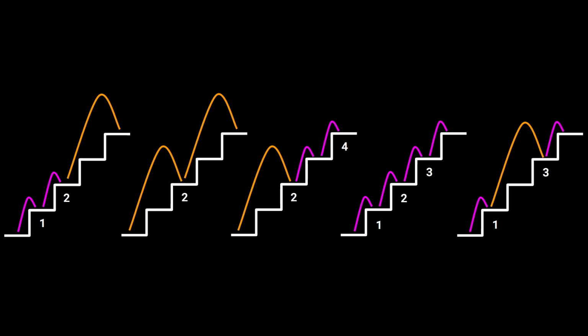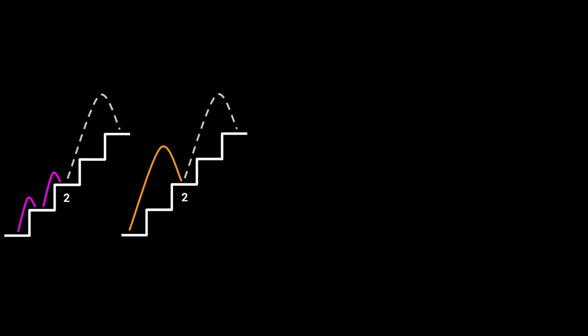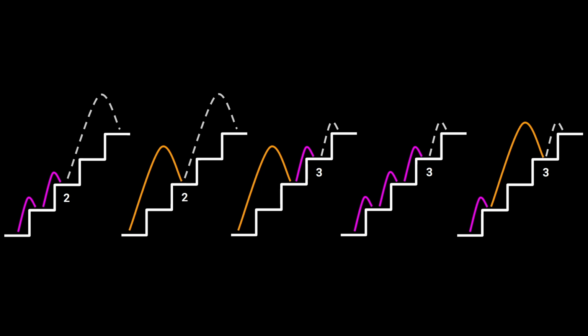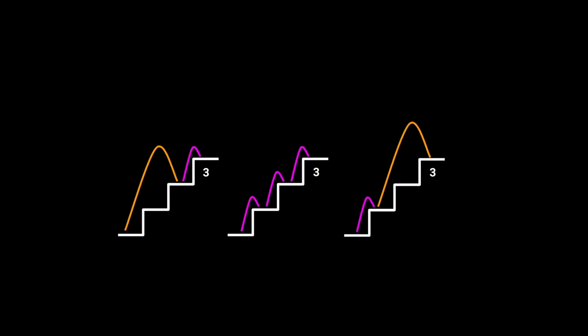So here, what's important to notice is that the number of distinct ways to reach the 4th stair is equal to the number of ways to go on the 3rd stair, plus the number of ways to reach the 2nd stair. And the number of paths to reach the 3rd stair is equal to the number of ways to reach the 2nd stair plus the number of ways to reach the first one.